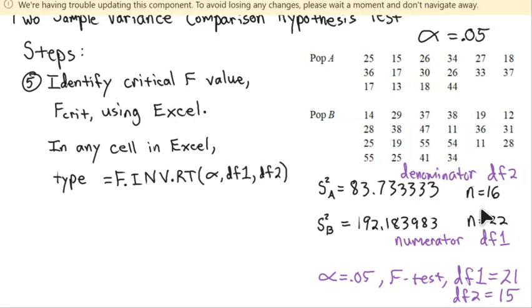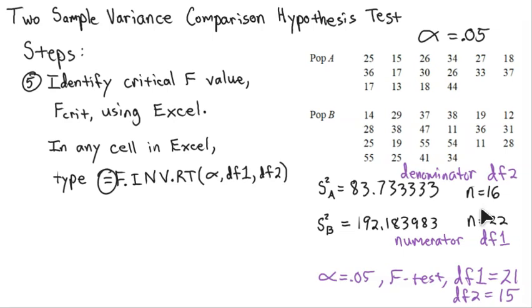All right, so you can see here, you're typing in equals, then F period INV period RT, parenthesis, and then whatever your alpha value is, which for us right now is 0.05, comma, then your DF1, which for us is 21, comma, then your DF2, which for us is 15, and then a parenthesis, and then we're going to press enter. And then we're going to state the decision rule.